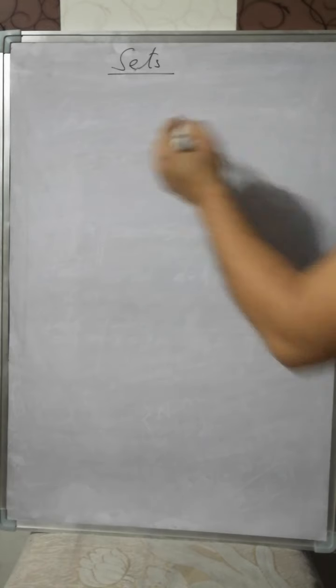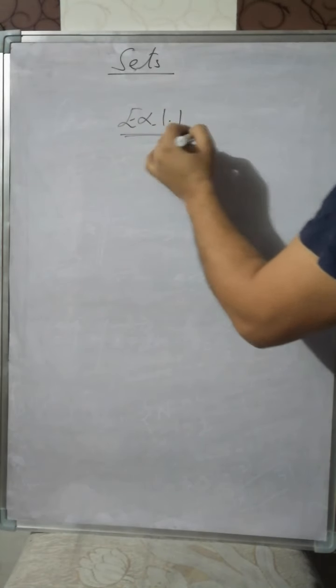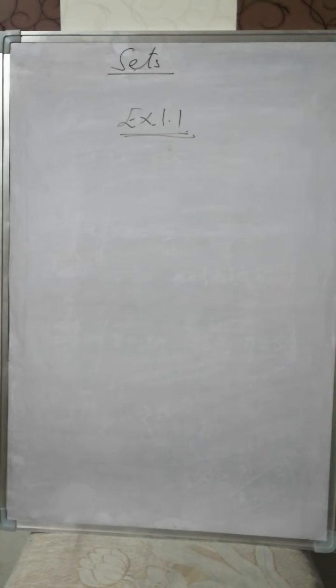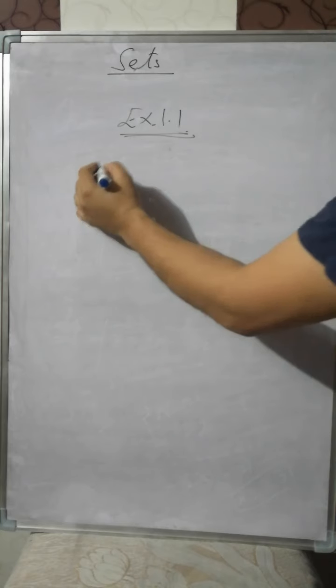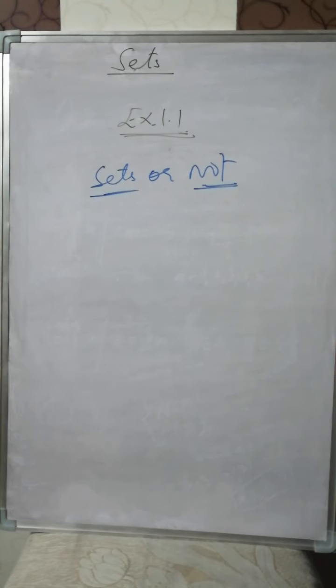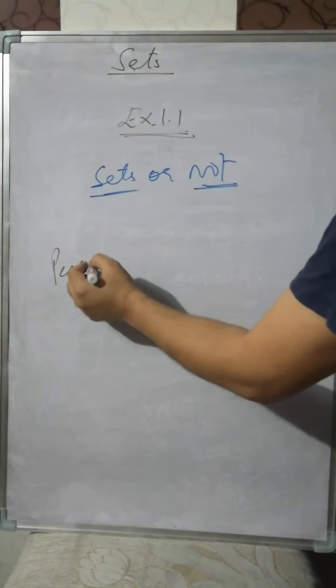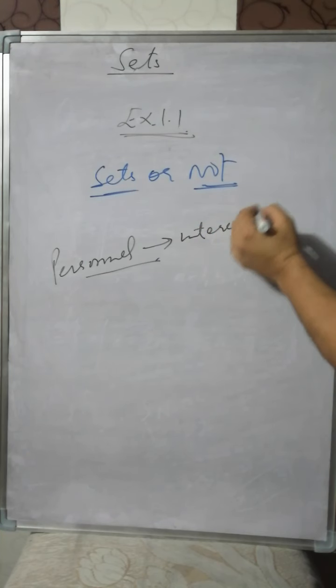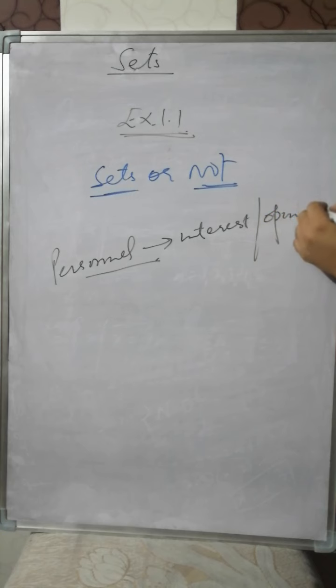Now, if you talk about your first exercise, exercise 1.1, there are some very interesting questions here. In this exercise 1.1, the first question is based on which of the following are sets or not. So in the case of sets, wherever there is the concept of personal interest or opinion, that will never be a set.